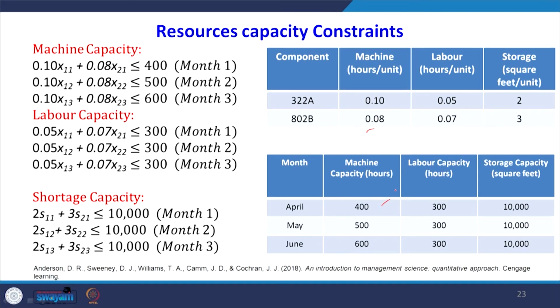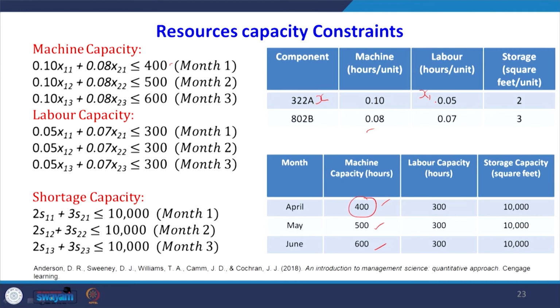So, what will happen? We know that product 1 will be consuming 0.10 x11, and then this will be 0.08 x21. That should not exceed 400 in month 1, that is why we wrote this 400. Similarly, May month 500, June month 600. Then we will go to labor capacity. So, this is x1.